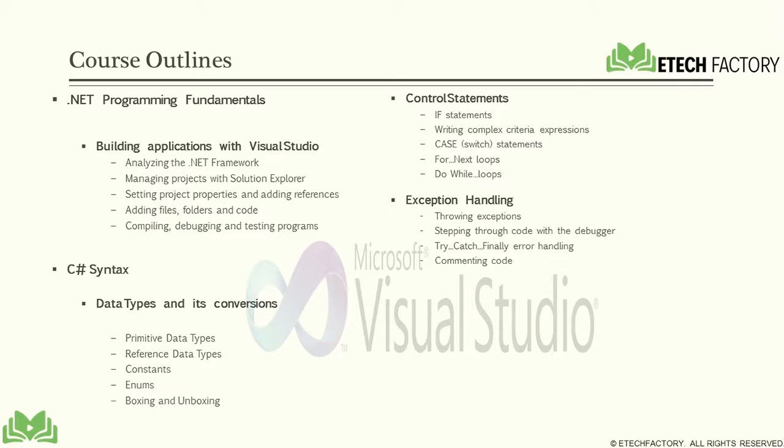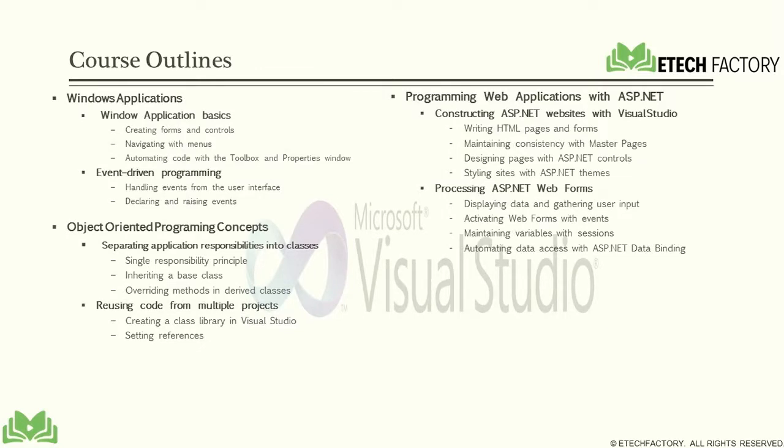In the fourth chapter, we are learning exception handling. Under this, we will come to know how to throw exceptions, how to step through code with a debugger, and then how to use try, catch, finally error handling in try-catch statements. Then we are also learning how to comment and uncomment code. The next chapter is Windows applications.